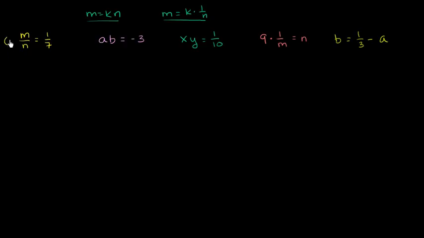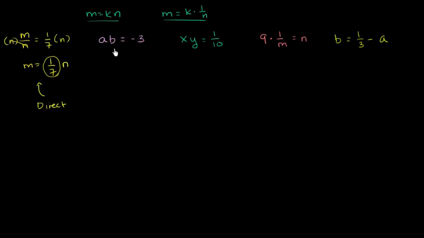So let's take this first relationship right now. Let's multiply both sides by n. Multiply both sides by n, and you get m, because these cancel out, is equal to 1/7 times n. So this actually meets the direct variation pattern. It's some constant times n. M is equal to some constant times n. So this right over here is direct. They vary directly. This is direct variation.